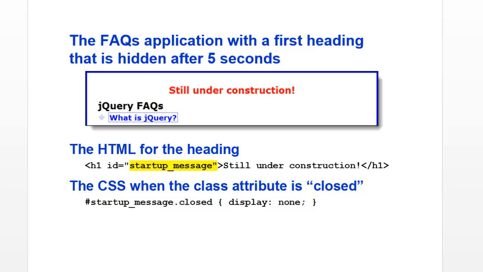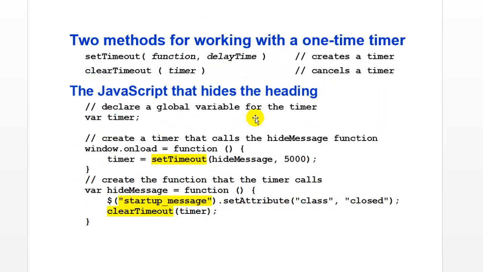Okay. This is now showing the timers. There's two different timers. There's one that's a one-time use timer, or what they call a one-time timer, and then there's an interval timer. So the one-time timer only happens once. After 5 seconds, we hide the message still under construction. All you do is set the class attribute closed, which sets display to none. This is already there when you first load the page, but after 5 seconds, it will go away.